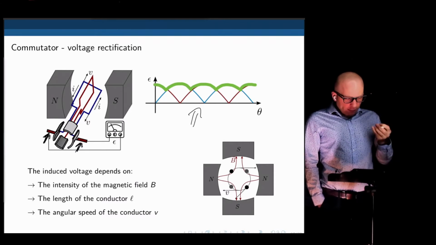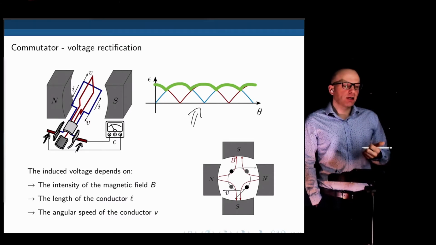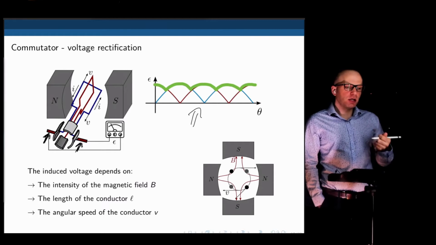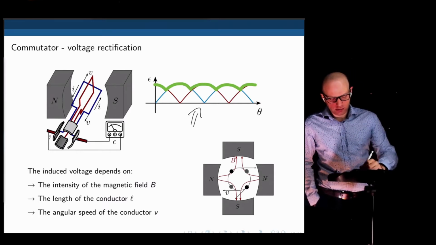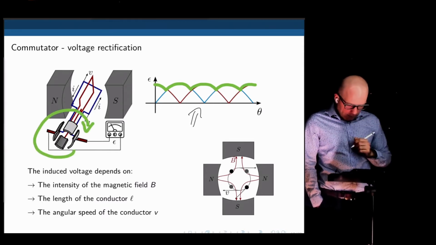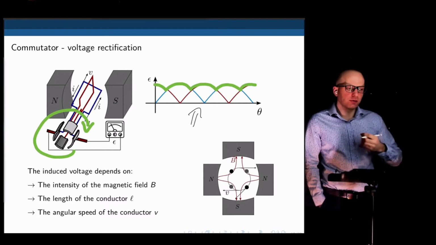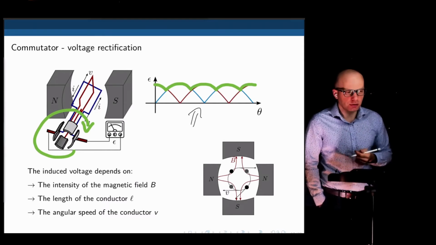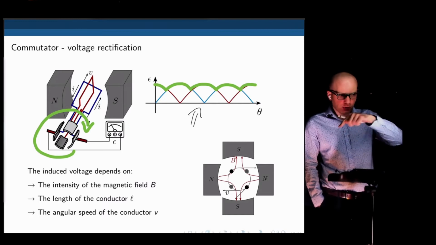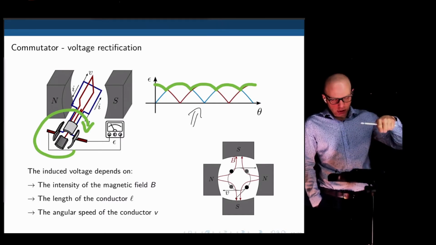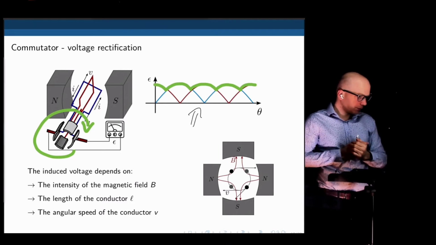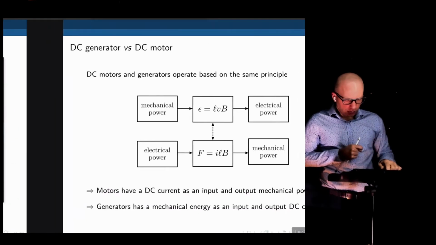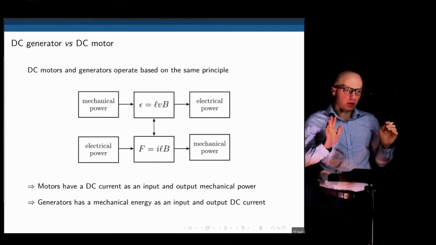The induced EMF here will depend on the intensity of the magnetic field. It depends on the speed of the conductor with respect to the magnetic field. So it depends on how fast, in this case, this rotates, the angular speed of the conductor, and the length of the conductor as well. Of course, the number of turns and so on. Here we have just one turn, but each coil could have multiple turns before it returns to the collectors. Okay, so that's for the generator.